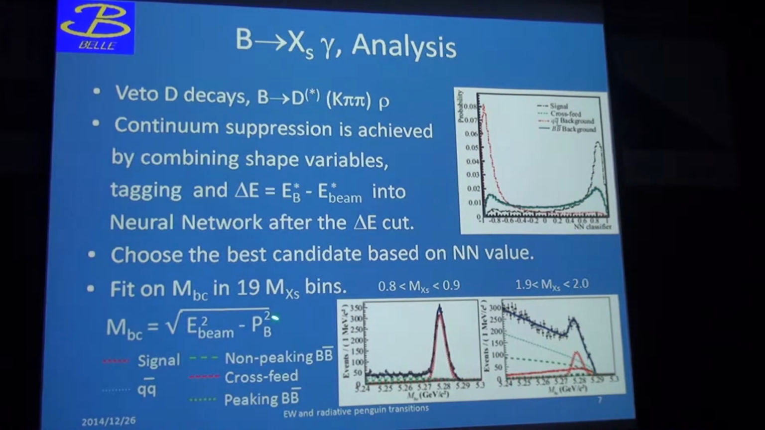Then we fit the mass in 19 MX bins. For instance, this is the first bin, point 6 to point 9 region, where a very nice peak shows up. In this region, we know the dominant axis is the K star. While for the high mass region, the background is high, but the clear signal is apparent.